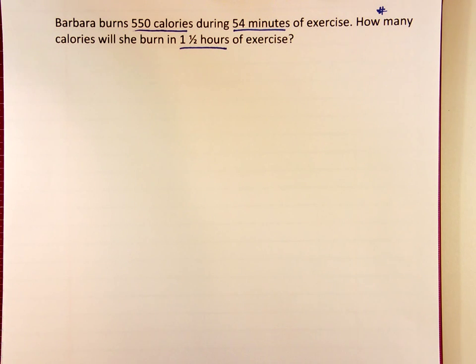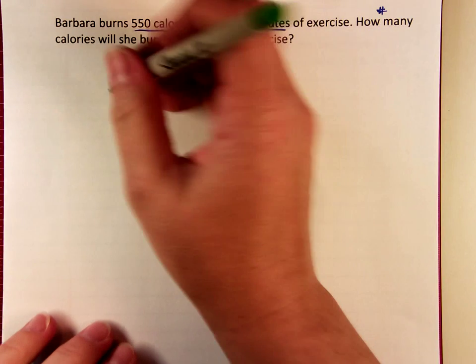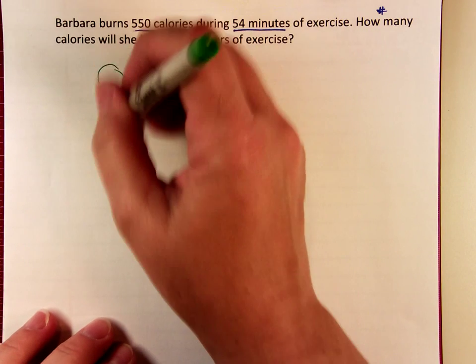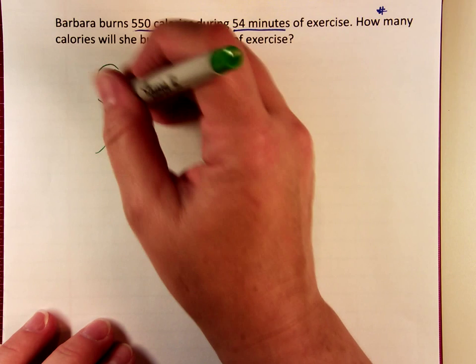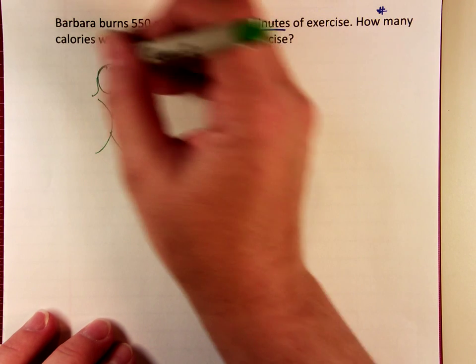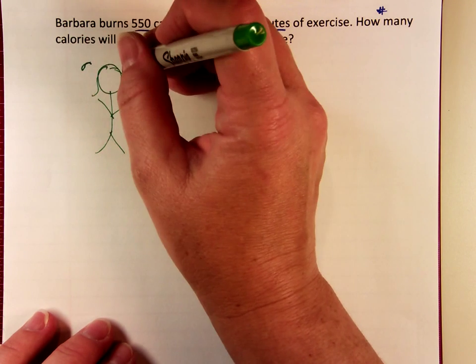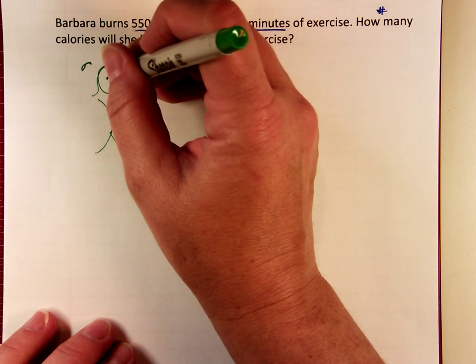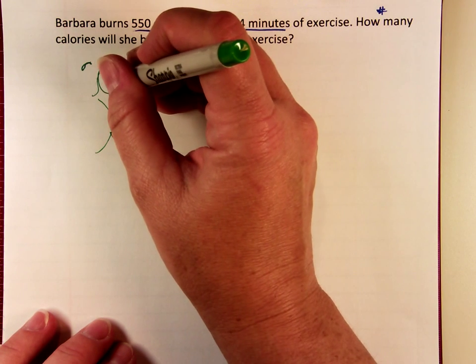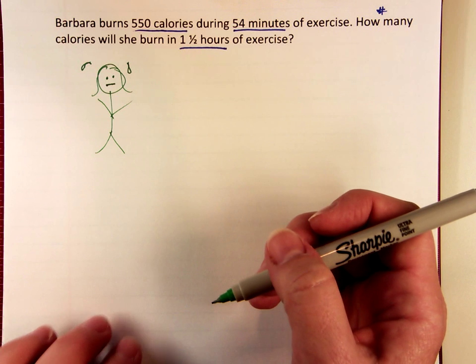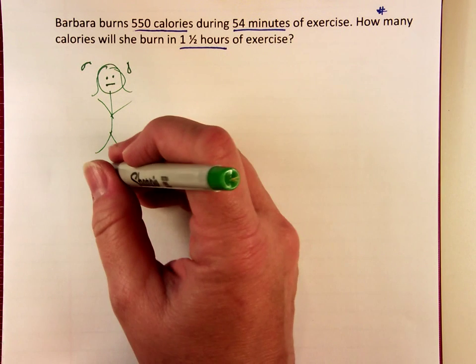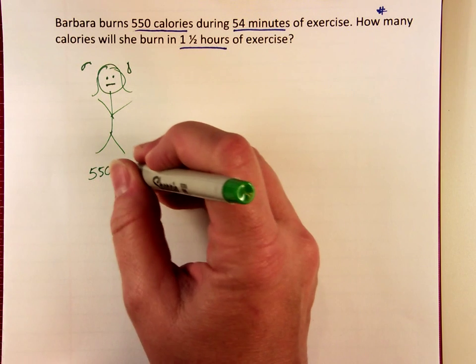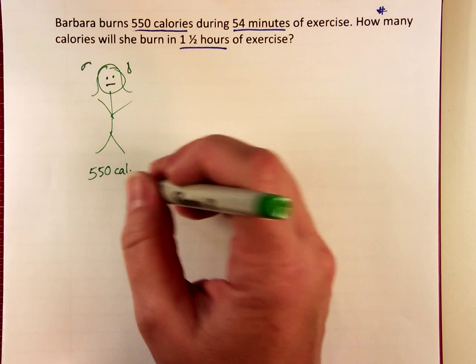Okay, now visualize. Let's draw a picture of Barbara. Here's Barbara. And here she is exercising. When you exercise, you kind of sweat a little bit, right? And I don't know, when I exercise, I'm not that happy, so there we go. There's Barbara exercising. She burns 550 calories in 54 minutes.